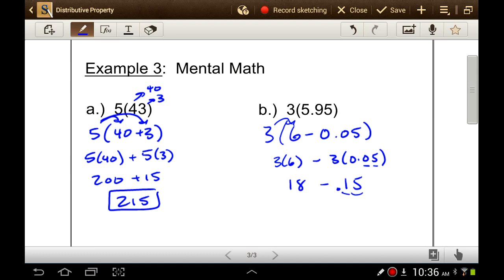Okay, now 18 minus 0.15, that should be not too hard. Okay, think of 100. How do I go down? Well, it's going to be less than 1, so it's going to be 17, and then 100 minus 15 is 85. So that is 17.85. And that's how you could do that mentally. It's a little harder with decimals, okay, but you can still do it and break it into its parts. And you can use adding or subtracting to accomplish that. All right? If you need to pause, go ahead. Otherwise, I'll be moving on to my last slide.